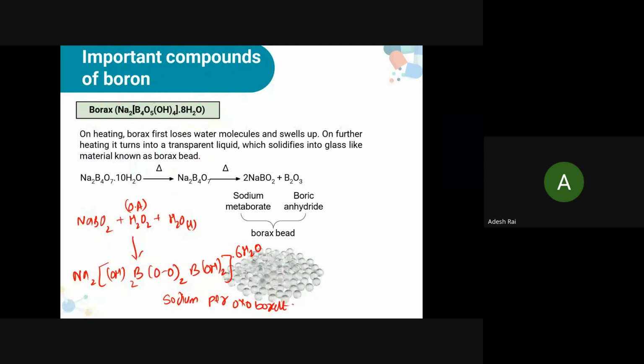What is the name of this compound? It is called sodium peroxoborate. There was a little mistake in the spelling, peroxoborate, BORATE. Sodium peroxoborate. Is that clear?